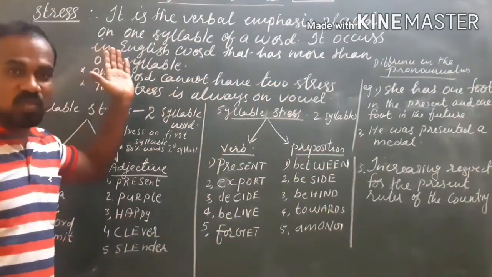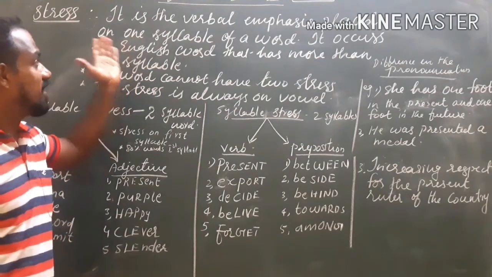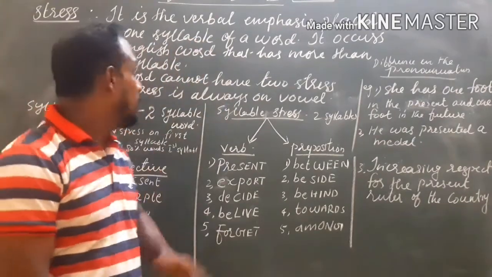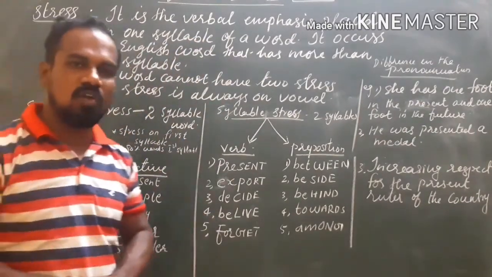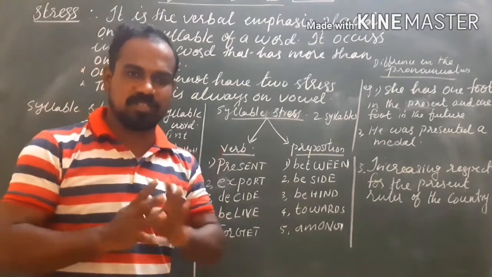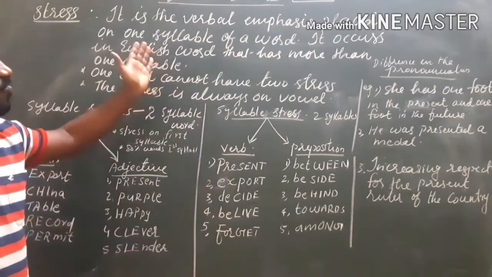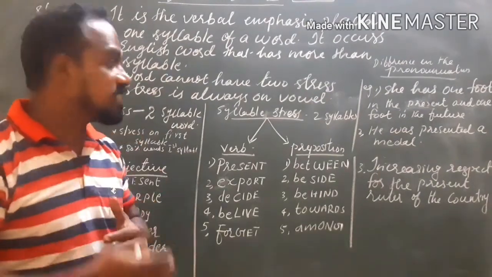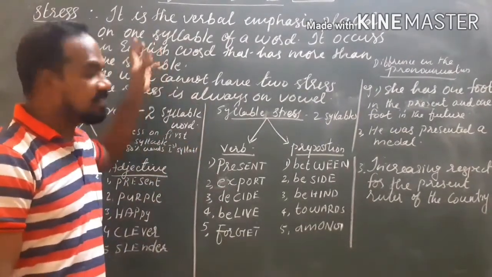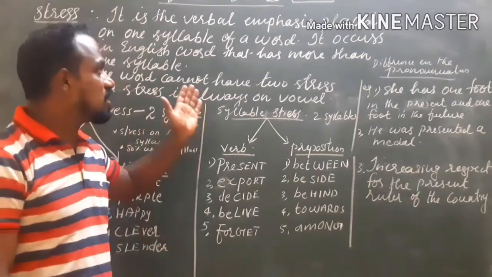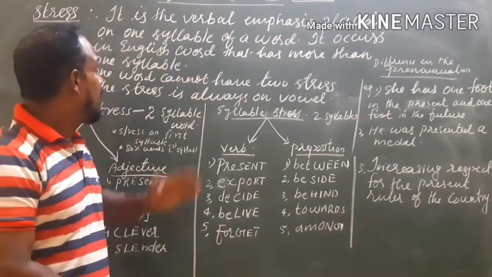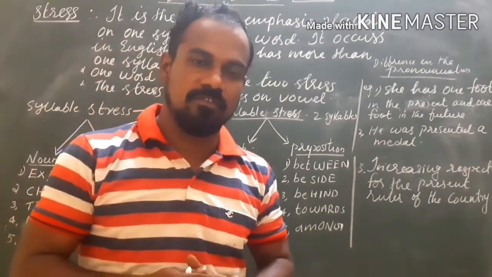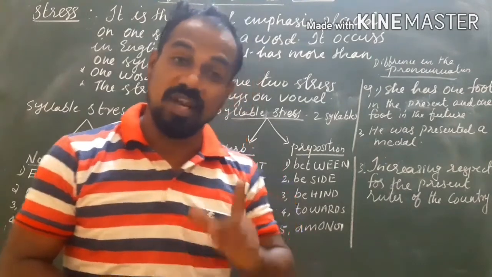The dictionary says, what do you mean by stress? It is the verbal emphasis placed on one syllable of a word. Okay? It is a verbal emphasis. Emphasis means special attention, special stress is being given to a particular syllable. That is known as stress. And it occurs in English when there is more than one syllable.